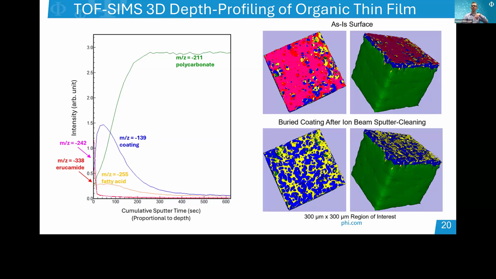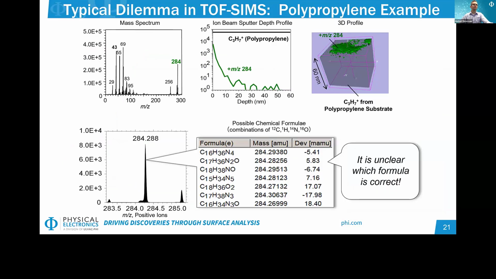A careful scientist looking at the slide might say, hey, this begs the question of how we know the mass-to-charge ratio of 211 represents urucimide. It could represent one of many possible kinds of molecules. So this is another example of a scientist being faced with many possibilities that could explain a peak in the TOF-SIMS mass spectrum.